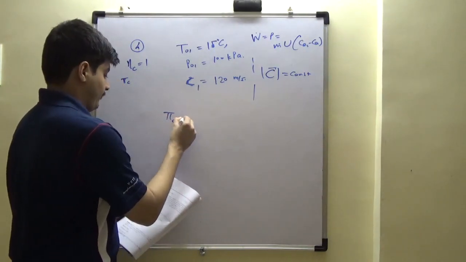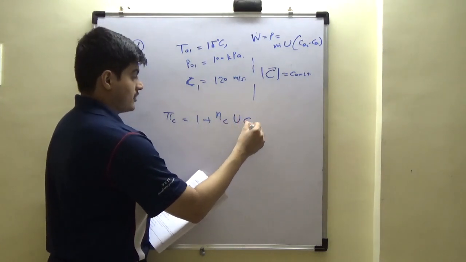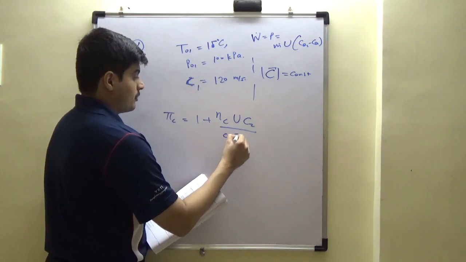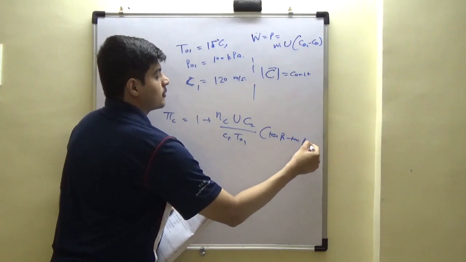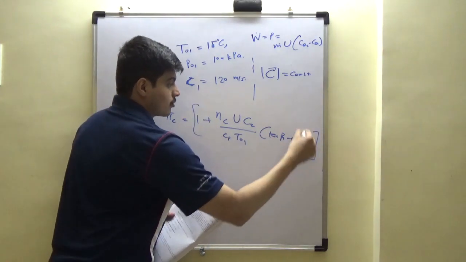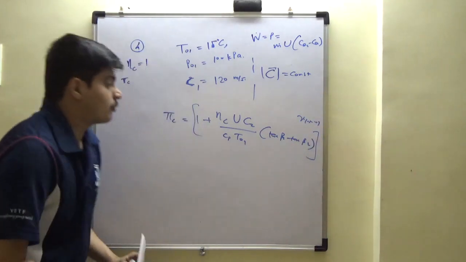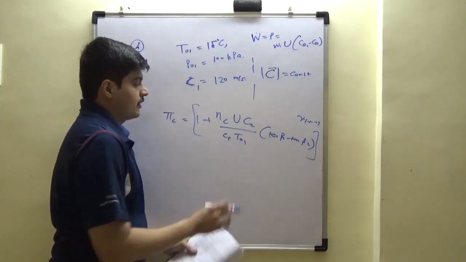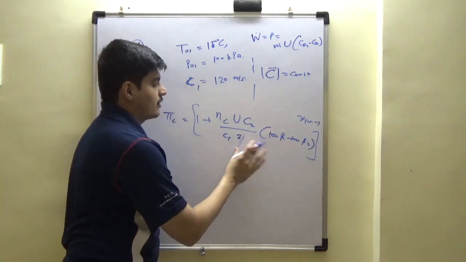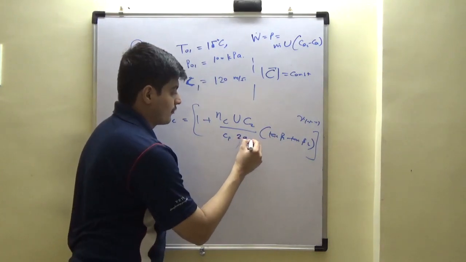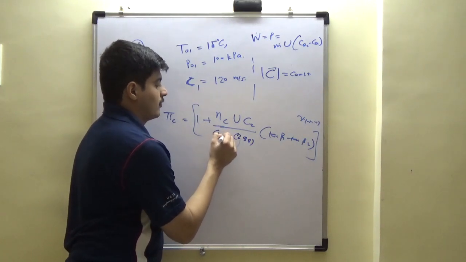Pi c is (1 plus eta c u Cz upon Cp T01 (tan beta 1 minus tan beta 2)) whole raised to gamma by gamma minus 1. Right? Gamma for air is given as 1.4, we can assume safely. T01 is given, 273 plus 15, 288. Cp of air is 1004.